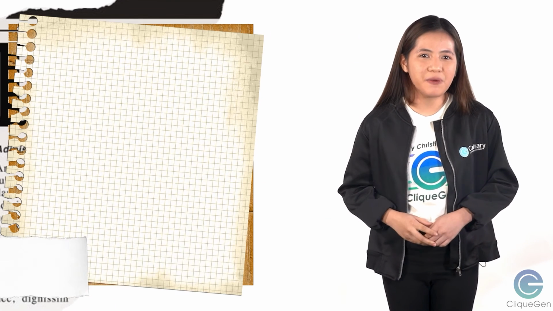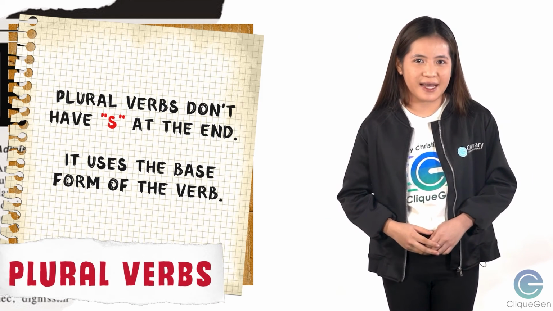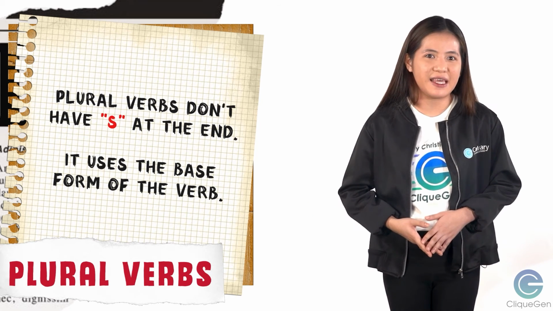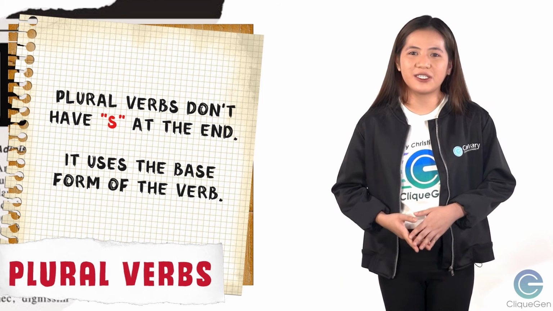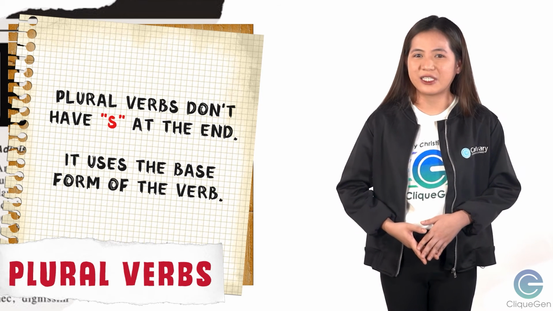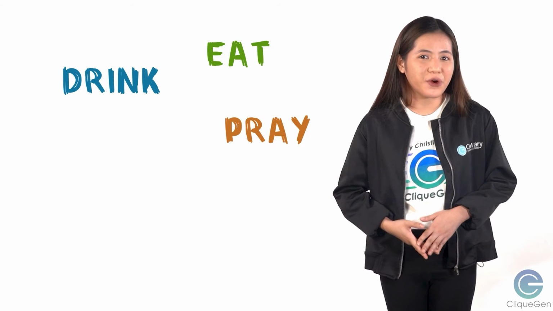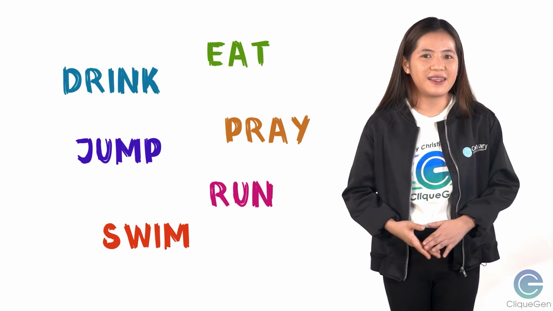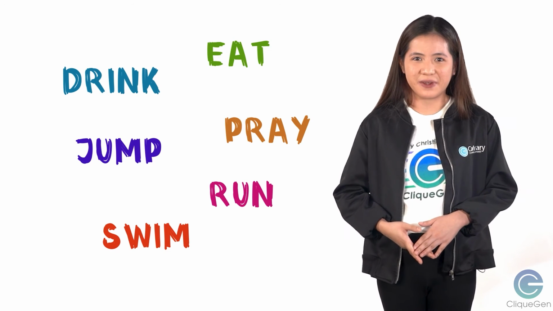One thing you need to remember about plural verbs is that, unlike singular verbs, we will not add S at the end of the verbs. We will just use their base forms, just like eat, drink, pray, jump, run, and swim. We didn't add an S at the end of each verb.